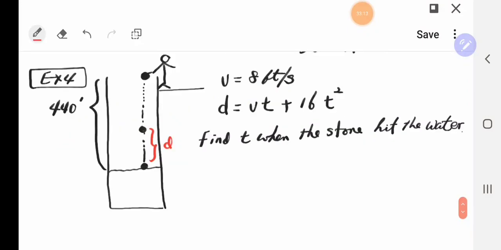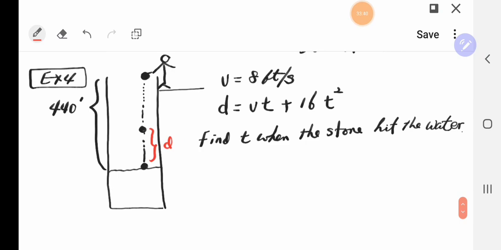Of 8 feet per second. And the well is 440 feet deep. So the equation is already given for the stone thrown. The time for the stone to hit the water is given. So D is equal to Vt plus 16t squared.